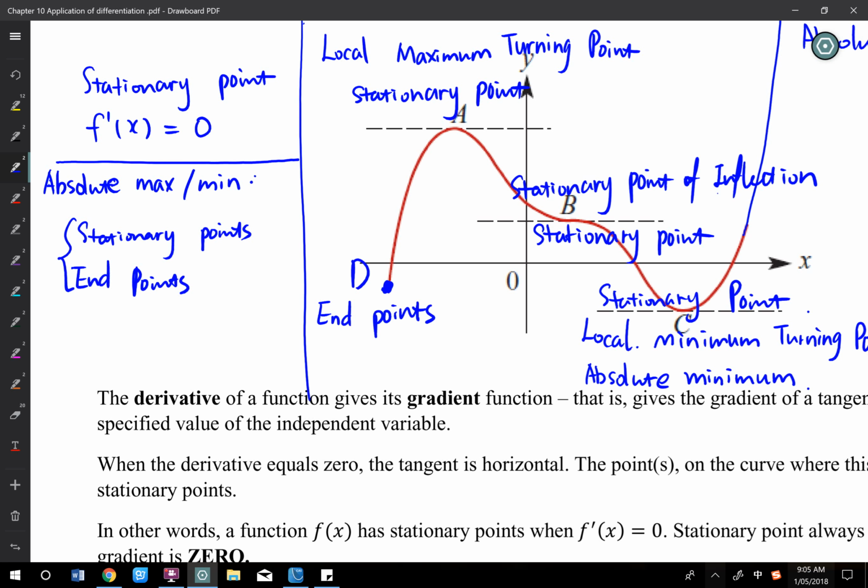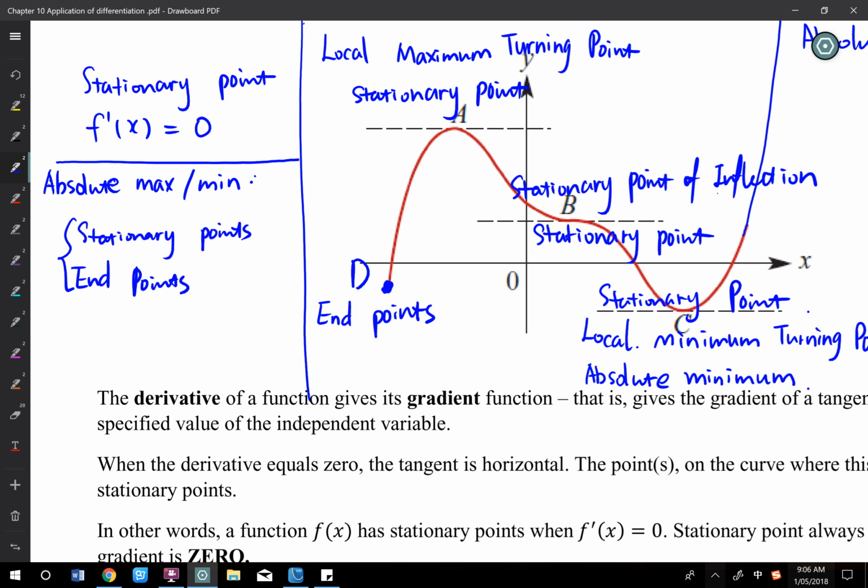So say you are given an unfamiliar equation. You don't know the shape, you don't know anything. You are just given that equation and the restriction in domain, like 1 to 5, for example. If asked what the absolute maximum or absolute minimum is, all you need to do is find all the stationary points, a, f(a), b, f(b), c, f(c). You don't need to know the nature. You don't need to care about that. Just find all the stationary points and find the two endpoints, the left one and the right-hand side one.